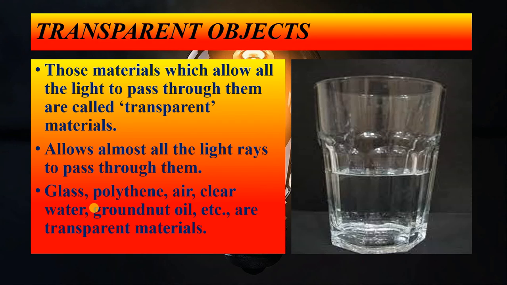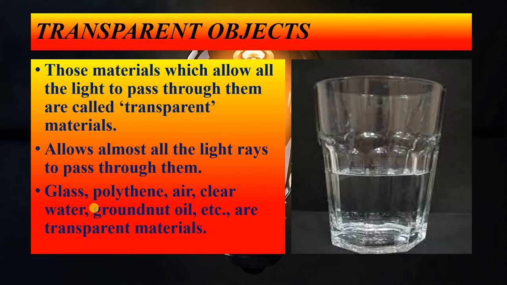Next comes the transparent objects. Now, what are transparent objects? Before that, I want to say something to you. When light falls on a material, then three things happen. Number one, either all the light can pass through the material. Number two, only some of the light can pass through the material. And number three, no light can pass through the material.